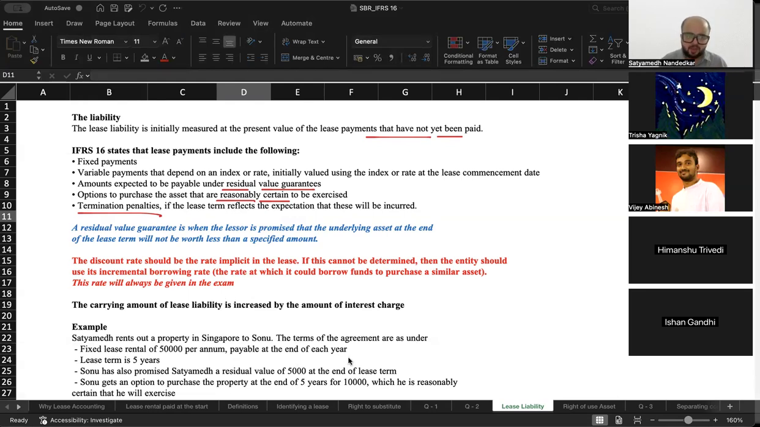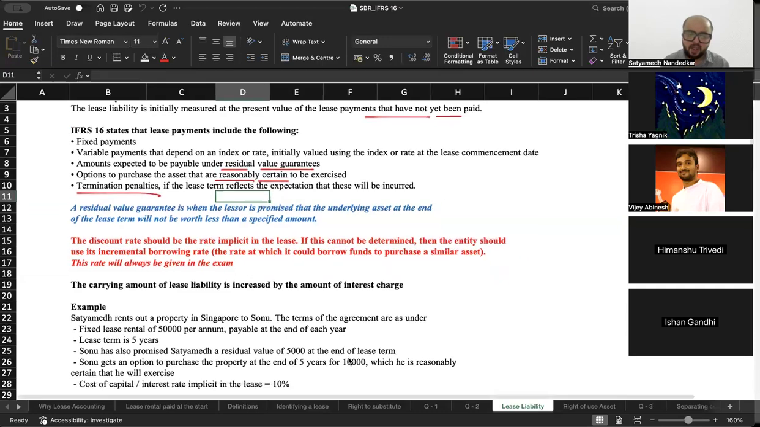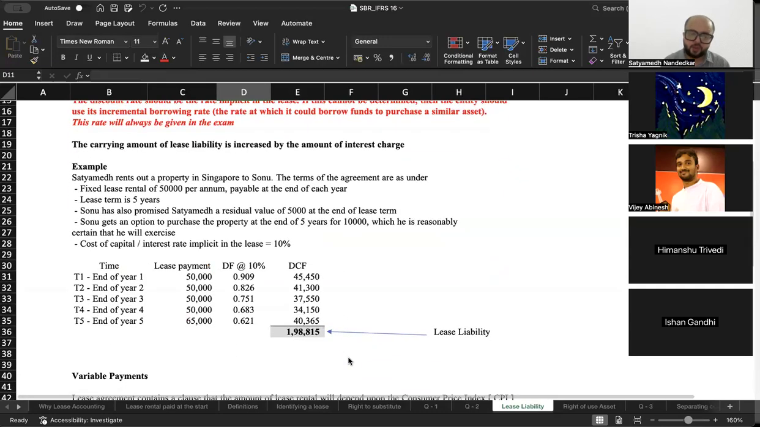So in that particular situation, when a penalty could be levied on you and there is a probability that this amount will be incurred, include those as well. We haven't seen questions which basically involve termination penalties yet. The discount rate that you should use will be the interest rate implicit in the lease. If that rate cannot be determined, then the entity should use its incremental rate of borrowing, and the rate will always be given to you in the paper.